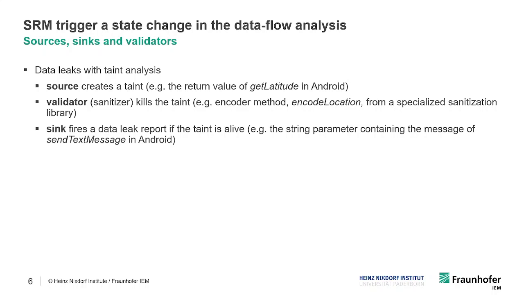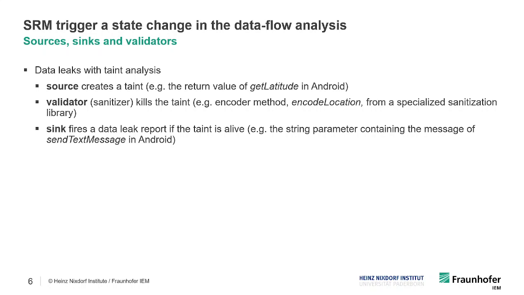FlowDroid is not aware of such methods, so this is a limitation. If there is any kind of sanitization in the code, FlowDroid is not aware of this, and therefore this can be a reason for false positives in FlowDroid. So FlowDroid will report all data flows between a source and sink, regardless of any sanitizer that can be called on the path between these two statements.